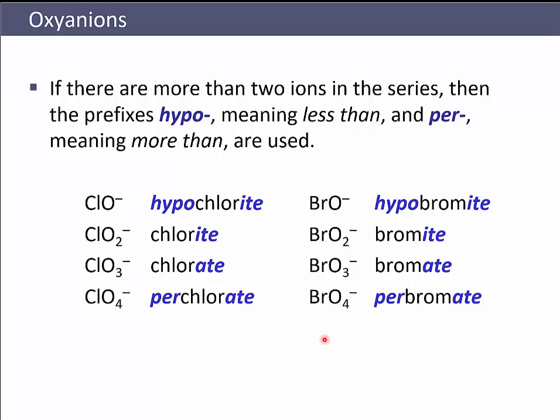So you've got ClO-, which is hypochlorite, less than chlorite. So here's our chlorite, right? And then I've got our chlorate, and then you've got perchlorate. And you can have hypobromite, bromite, bromate, and perbromate.